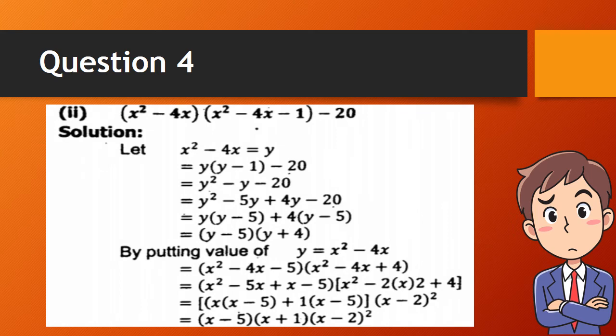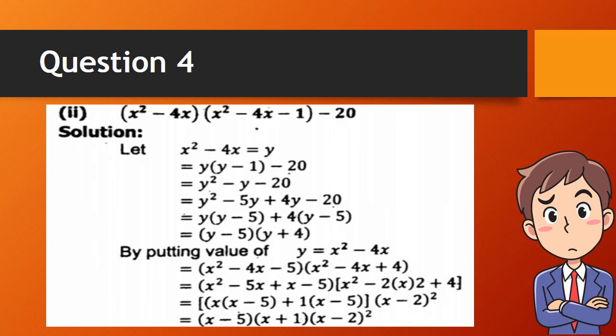Similarly, in question number 4 you have been given x square minus 4x, x square minus 4x minus 1 into minus 20. Now you can see that we have a similar term, that is x square minus 4x. You will be replacing it with y. So you will be left with y into y minus 1 minus 20. Now we will multiply it. Y into y will be y square minus y minus 20.